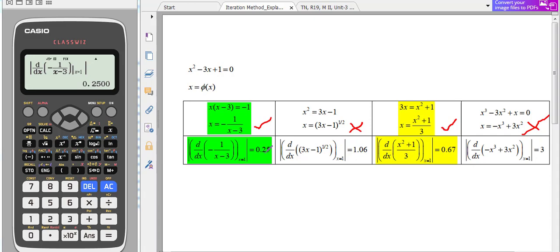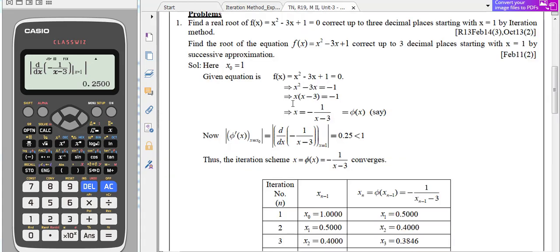As the value 0.25 is closer to 0, we prefer this first form to apply iteration method. The convergence condition value should be less than 1, and we prefer such a function phi of x for which the convergence condition value is closer to 0. So of the first and third possibilities, the first one is preferable to apply iteration method. So here we considered the first form, x is equal to minus 1 by (x minus 3), which is obtained from the given equation itself and which satisfies the convergence condition.